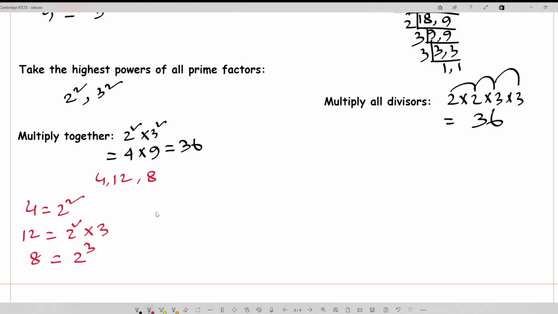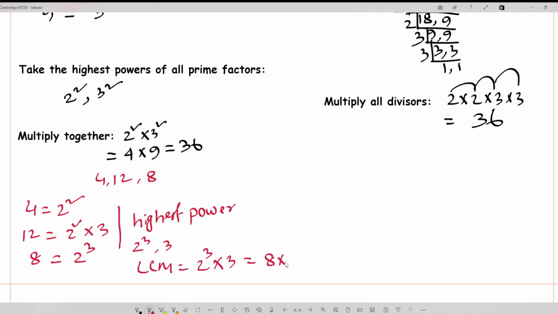Okay. So now take the highest power of all prime factors. What will be the highest power? The highest power of 2 is 2 cube and the highest power of 3 is only 3. So now multiply together. So the LCM will be 2 to the power 3 times 3. So it will be 8 times 3, 24. Okay. Now how about the division method? Look, here is 4, 12 and 8.